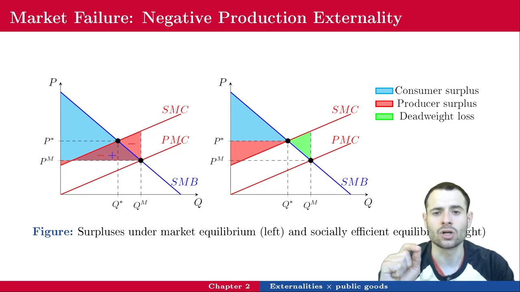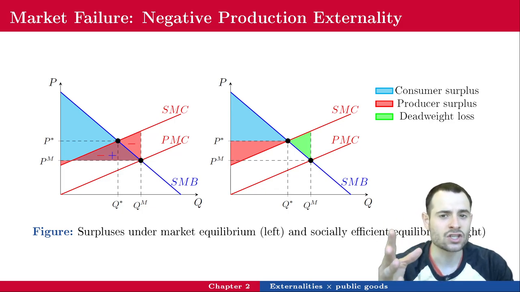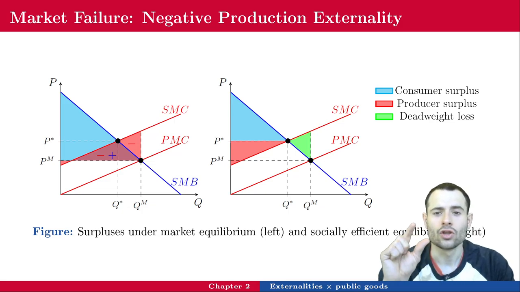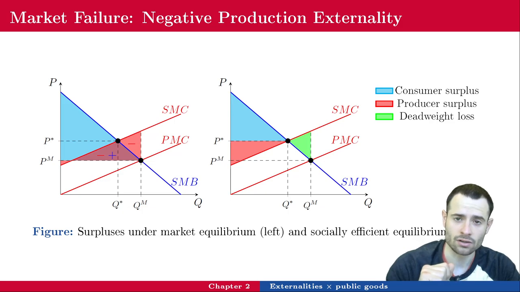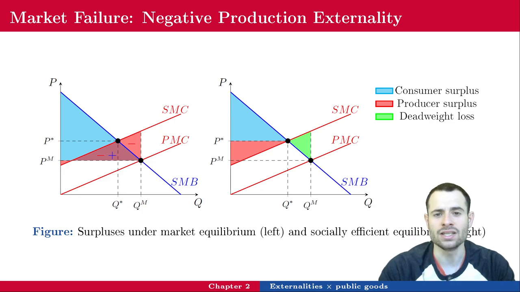And the social marginal cost is the marginal cost of firms plus the extra cost that the rest of society might have to incur due to the production of that good. So the labels are a bit different from what we did last week, but the idea is the same. It's a supply-demand diagram. Although here, since we have a negative production externality, the real marginal cost of producing a good is higher than just the cost the firm has to pay.